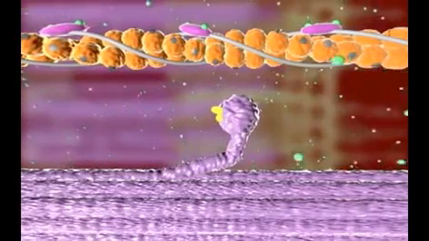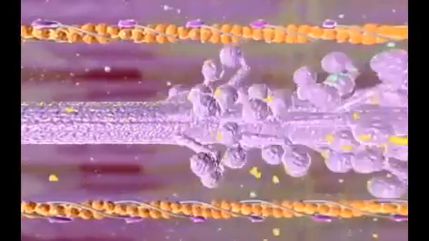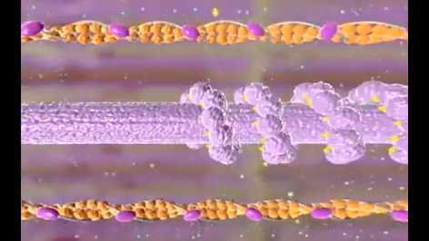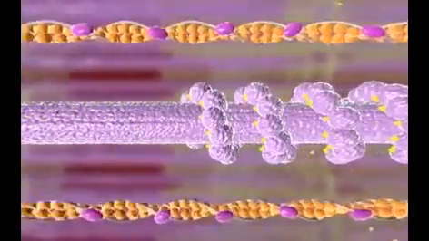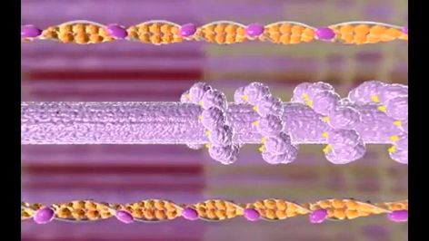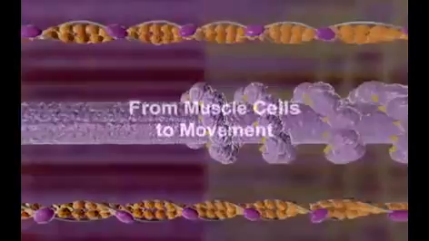The combined work of many myosin heads causes the actin filaments to slide past the myosin filaments. When the action potentials stop, calcium ions are pumped back into the ER. The myosin-binding sites on actin are again blocked, and the muscle relaxes. During muscle contraction, actin filaments are pulled toward the center of the sarcomere.